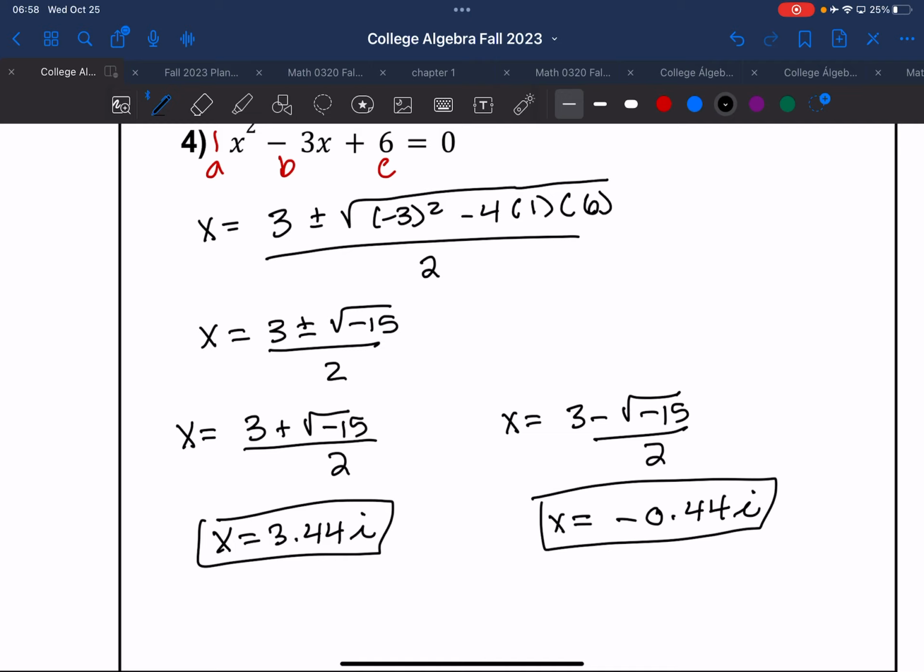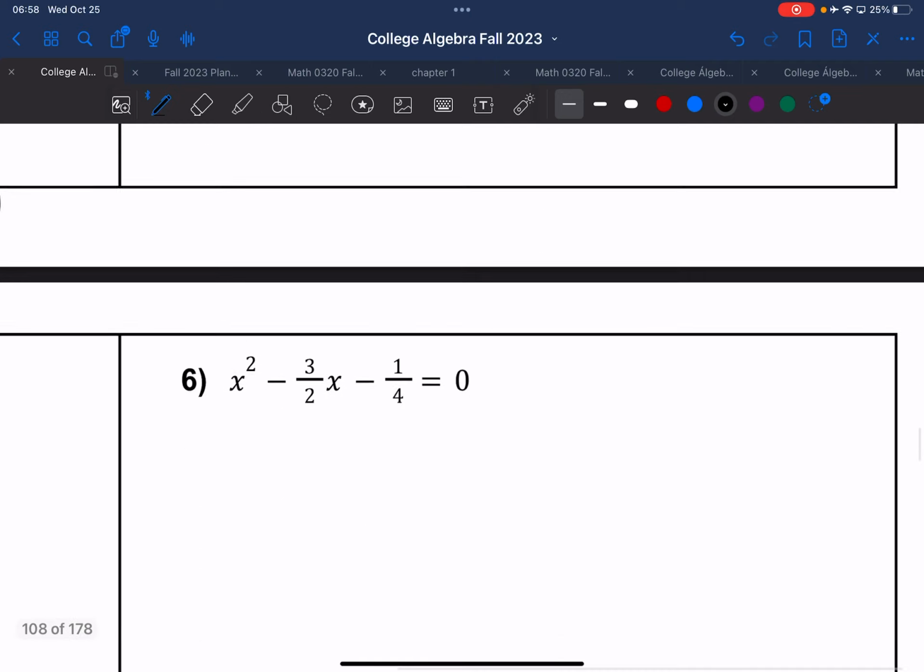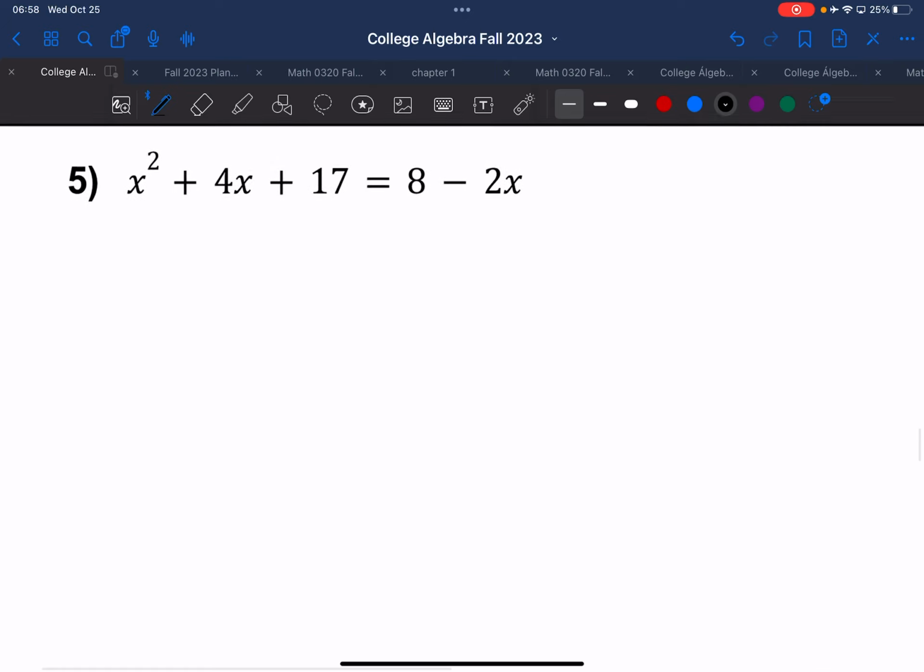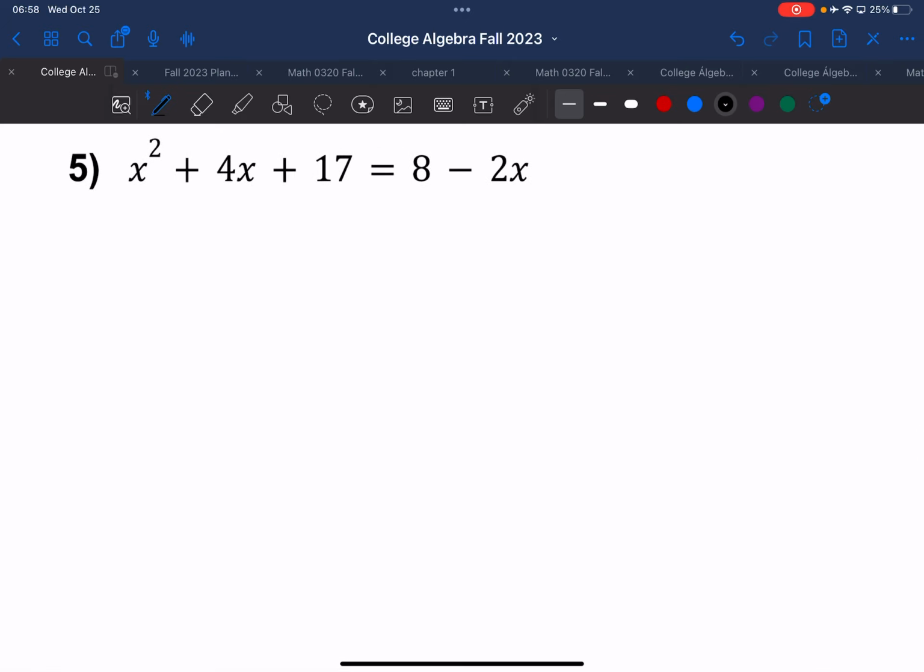Okay. Now let's look at number 5. So our first thing we check is what? Standard form. Is this one in standard form? No, so what should we move over? The right to the left or the left to the right? Right to left. So we're going to move these ones over to the left. And we do that by subtracting the 8 and adding the 2x, whatever is opposite.